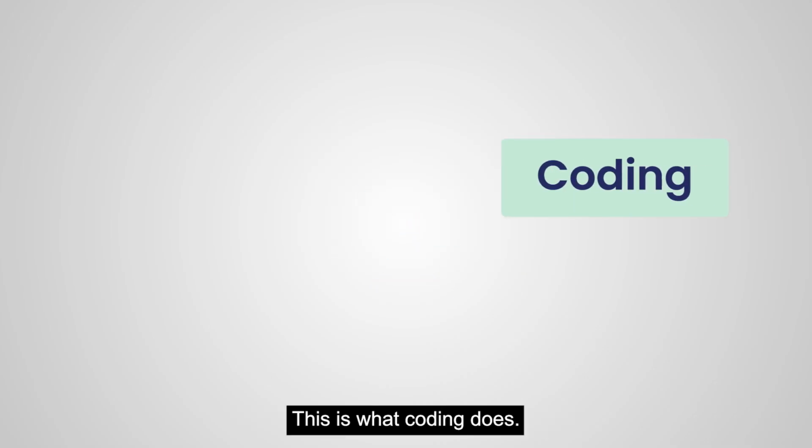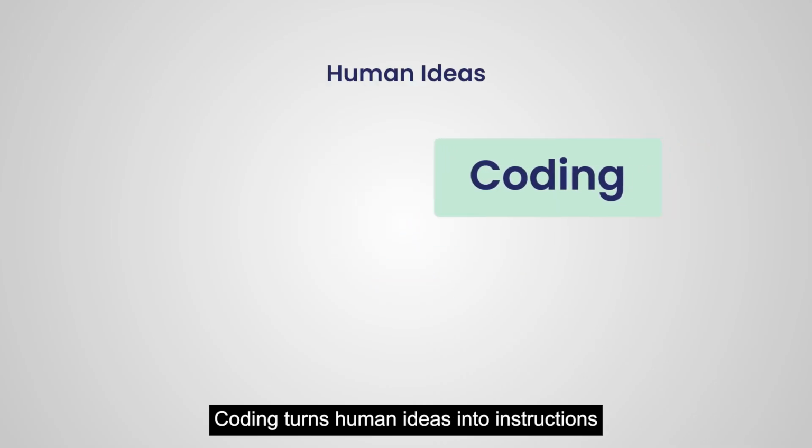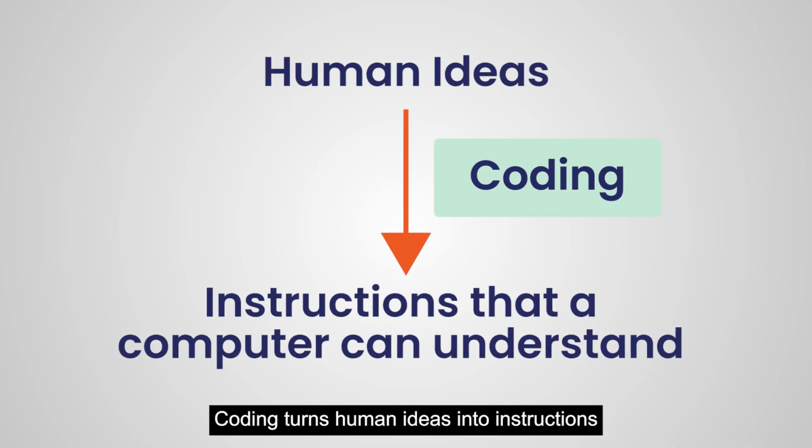This is what coding does. Coding turns human ideas into instructions that a computer can understand and follow. Now let us see one more example.